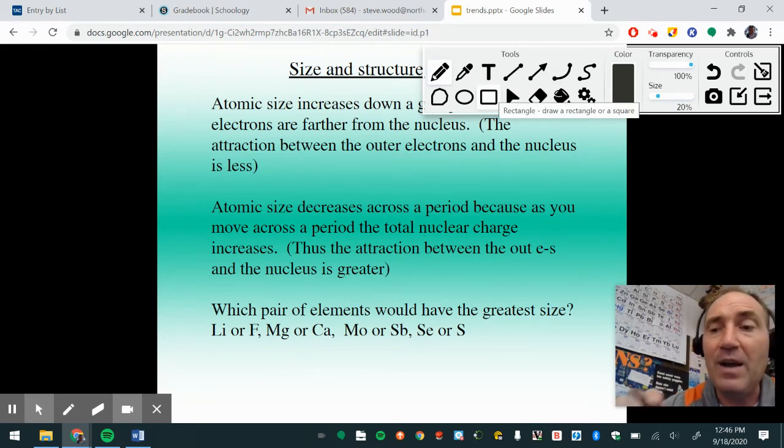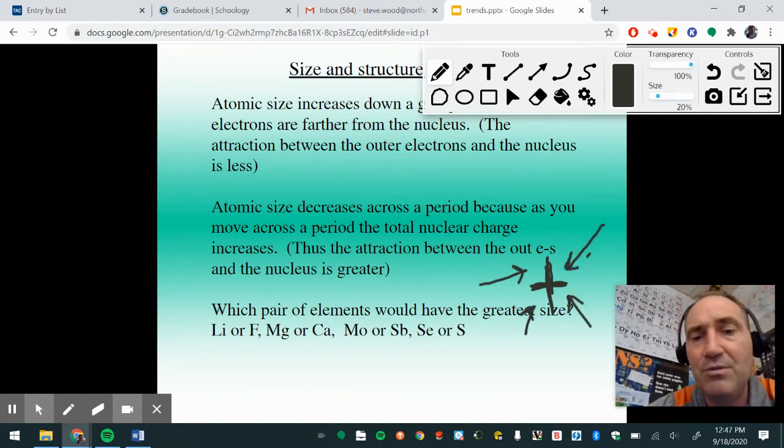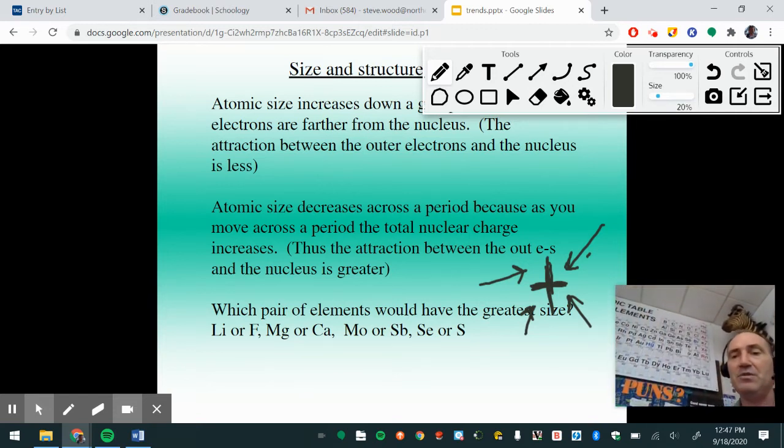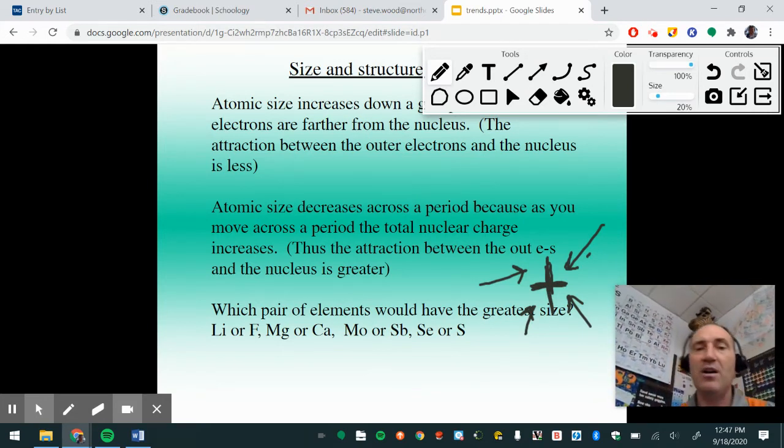And then as you go across, it gets smaller because every time you add a proton, the nucleus gets stronger. Since it's stronger, I always like to say attraction leads to contraction, right? If this gets really, really strong and you're a negative electron, it draws you in closer and closer, and since it's closer, it actually shrinks. So the greater the nuclear charge, the smaller the atom. Going down, they increase because there are more energy levels and more shielding. Going across, there's more nuclear charge. That's why they get smaller.